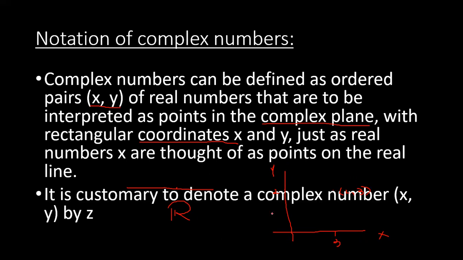So that's all about the representation or notation of complex numbers. Next, it is customary to denote a complex number by x, y, or we denote it by z. So it's customary to denote the complex number as z, like as we denote real numbers as r, so we denote any complex number as z.